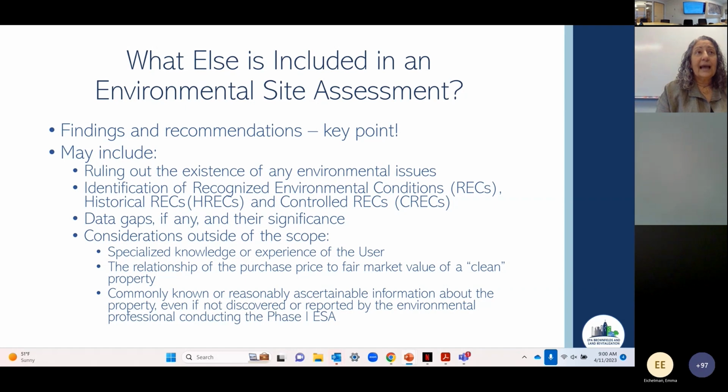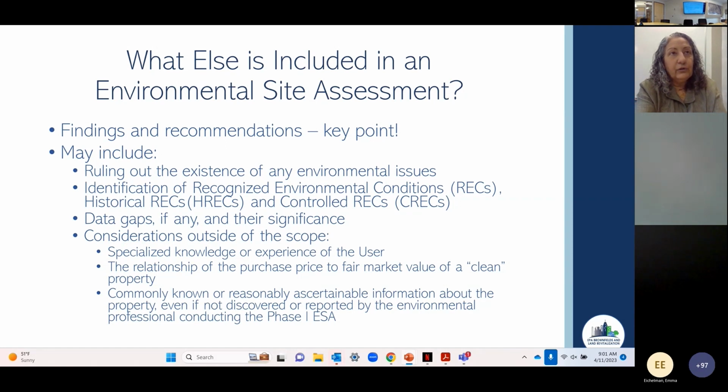And then there's considerations outside the scope of a phase one. And all of this comes from the ASTM phase one standard practice. If there is specialized knowledge or experience of the user, remember the user is the entity that is obtaining the phase one, has hired the consultant. If that user grew up in the community and knew what happened on that property, even though there's maybe no historical record of it. Maybe they had a relative who worked at that factory in the back 40. That would be some specialized knowledge of the user.